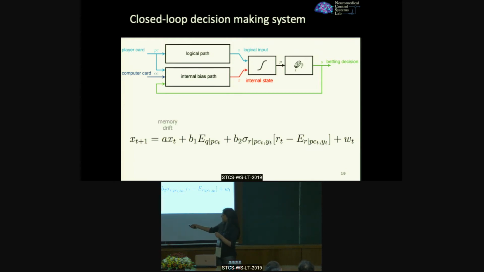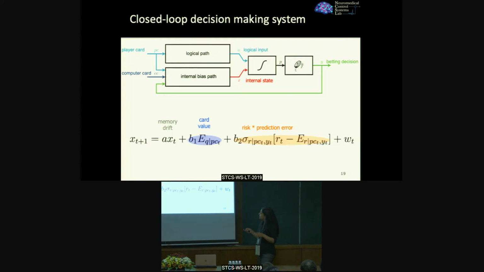Let's think of X of t as how you feel on trial t, just to get through this equation. On trial t plus 1, how I feel depends on how I felt in the previous trial. So there's some memory. If I felt good, I might still feel good in the next trial. It depends on the previous card value. If I just got a 10 card, I might feel really good now, right? And it also depends on performance.